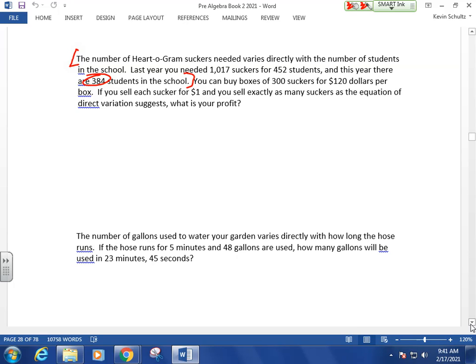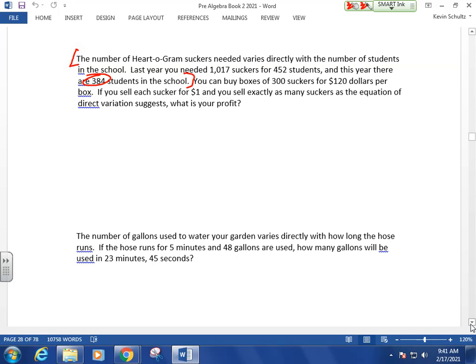If you sell each sucker for $1 and you sell exactly as many suckers as the equation of direct variation suggests, so kind of the answer to your above section there, what is your profit? How much money do you make? Right? So multi-step here. Could be a brain buster, but it's not. Okay? But it's one step for the actual application of it. And then I think it's the last one on the page.